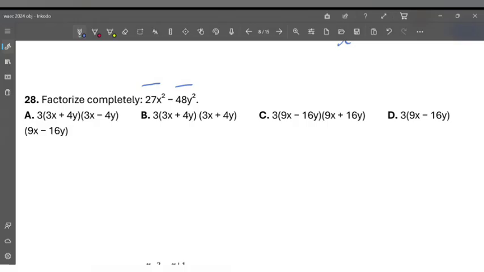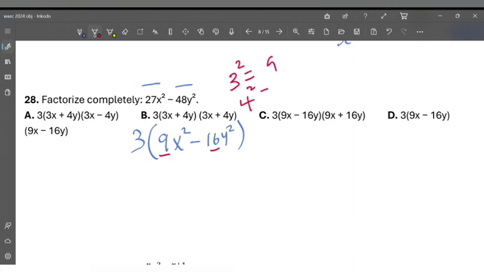So I can bring out 3 from both terms. If I bring out 3, that will be 3 into, then I divide 27 by 3, which gives 9x squared, minus, if I divide 48 by 3, 16y squared. All right, so I'm progressing. Now if I look at these numbers, 9 and 16, I notice that they can also be expressed as squares, because I know 3 squared is 9 and 4 squared is 16.